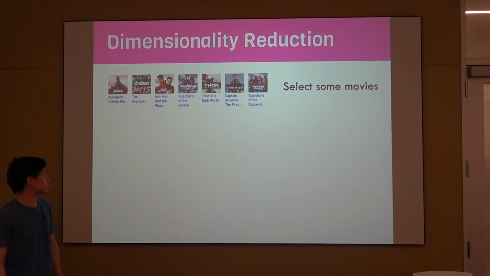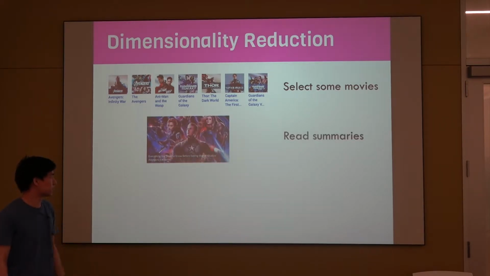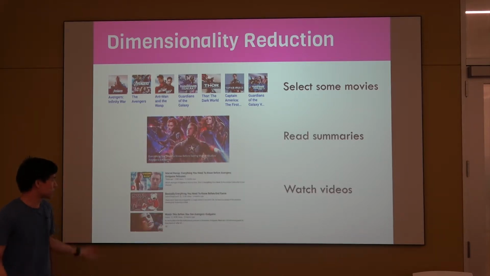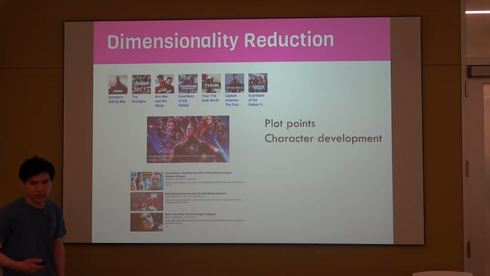One thing you could do is just select some of the movies to watch. Another thing you could do is read some sort of text summaries, so it could be an article or some plot synopses. Or you can watch some other video that's an analysis of everything you need to know, or some sort of recap video. These are all forms of dimensionality reduction.